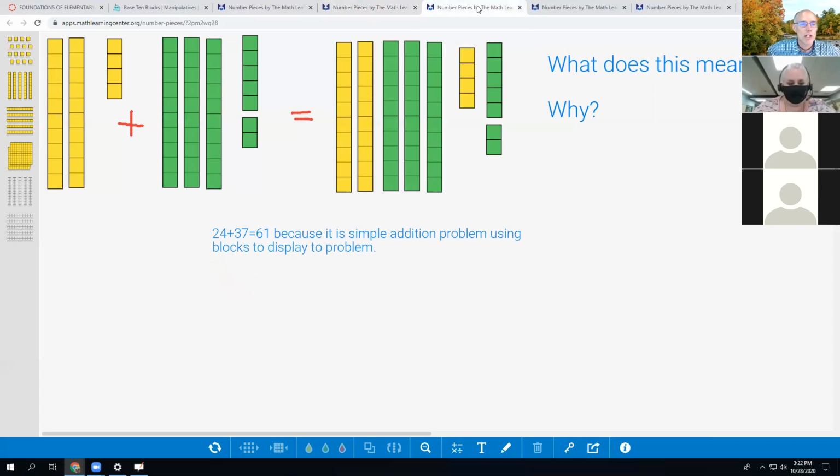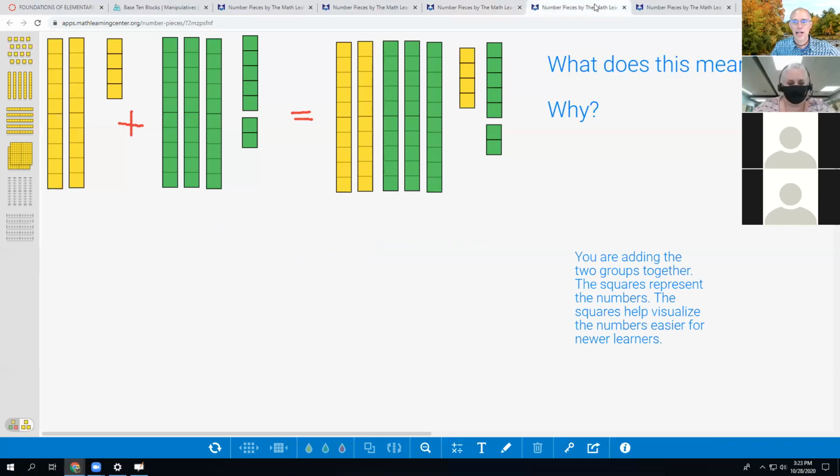It means 24 plus 37 is 61 because it is a simple addition problem using blocks to display the problem. Okay, cool. I like that. You're adding the two groups together. Okay, the squares represent the numbers. The squares help us visualize the numbers easier for new learners. Yeah, I like that too. Cool, these are all awesome.